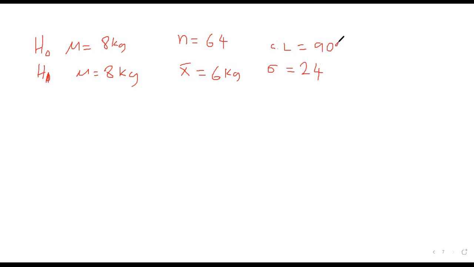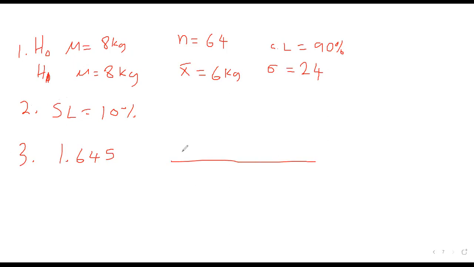Step 1, state the hypothesis, which is already there. Step 2, level of significance. What is our level of significance? 10%. Step 3, what is our Z? 1.645. Good. Since it's a two-tailed test, we reject if it falls at any of these extremes. Here, negative 1.645, and there, positive 1.645.